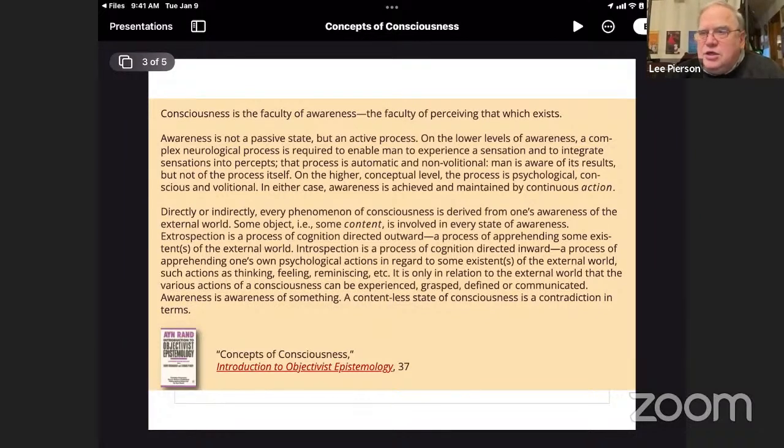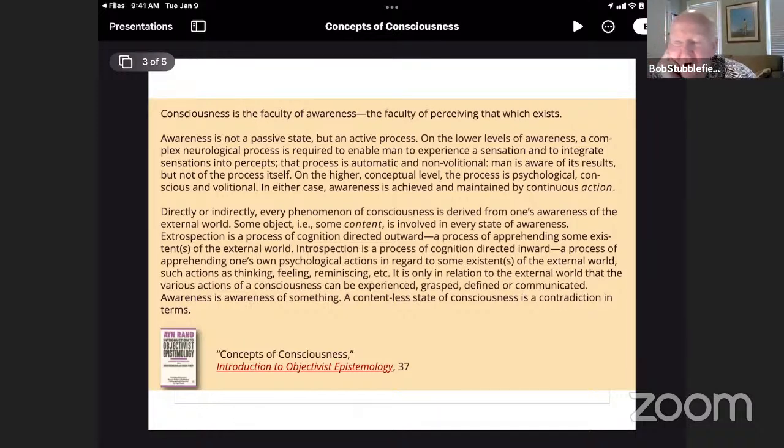"There is no world of consciousness separate from external reality. Awareness is awareness of something. A contentless state of consciousness is a contradiction of terms." Well, that's a familiar idea also. You want to comment further on that?